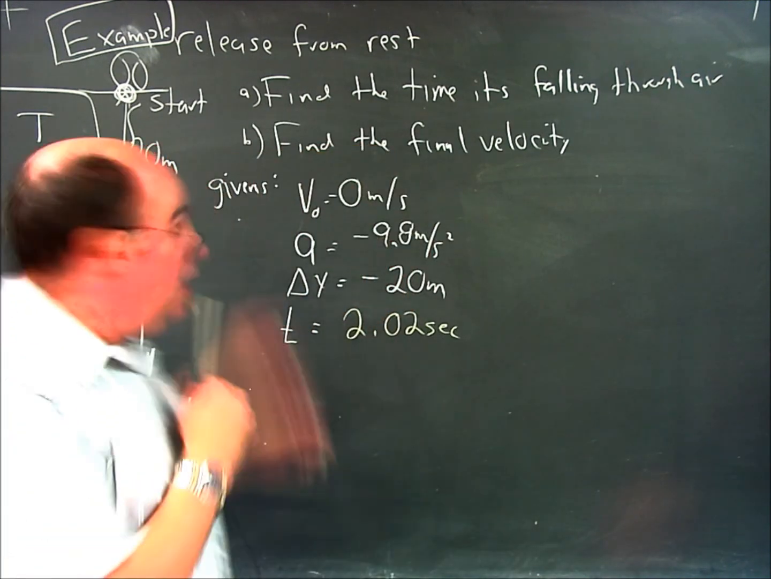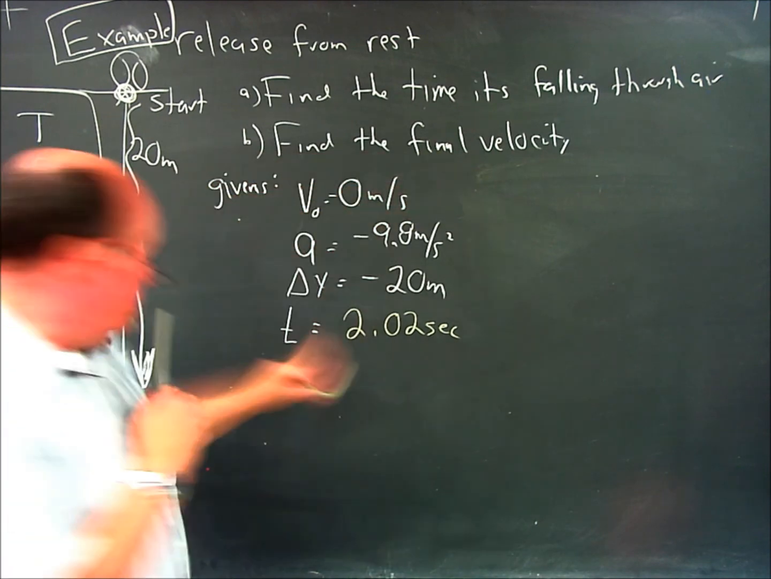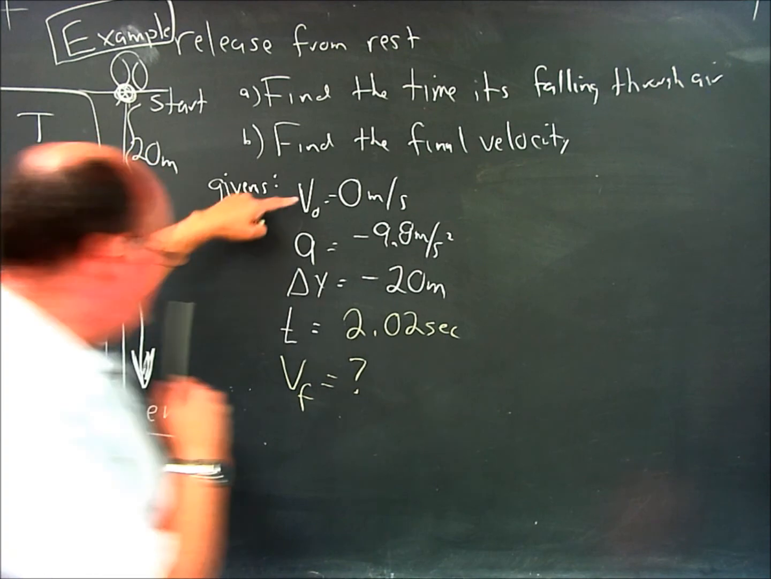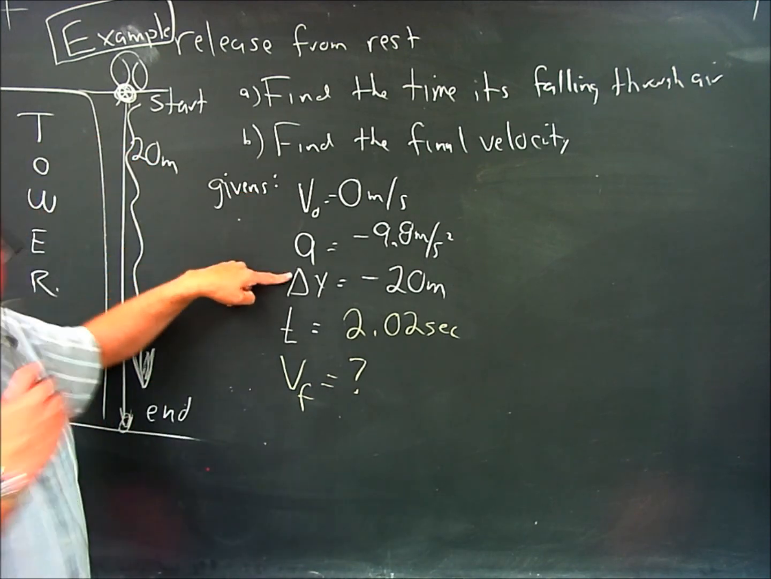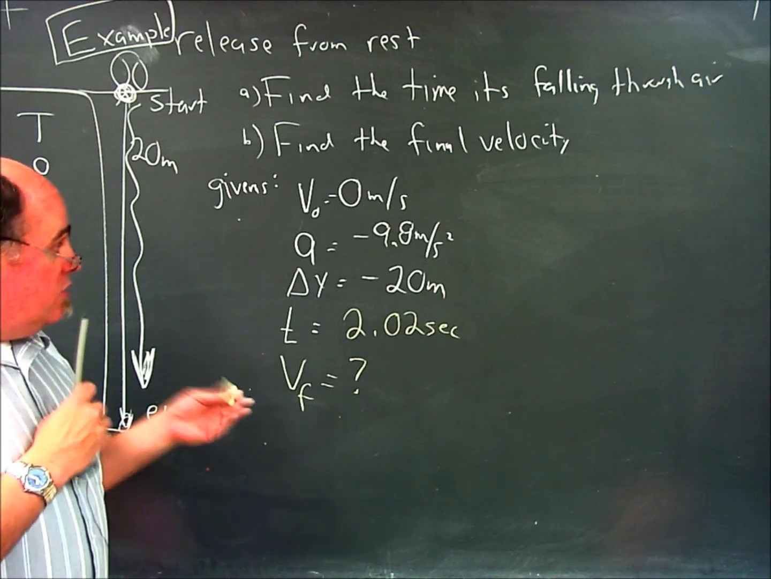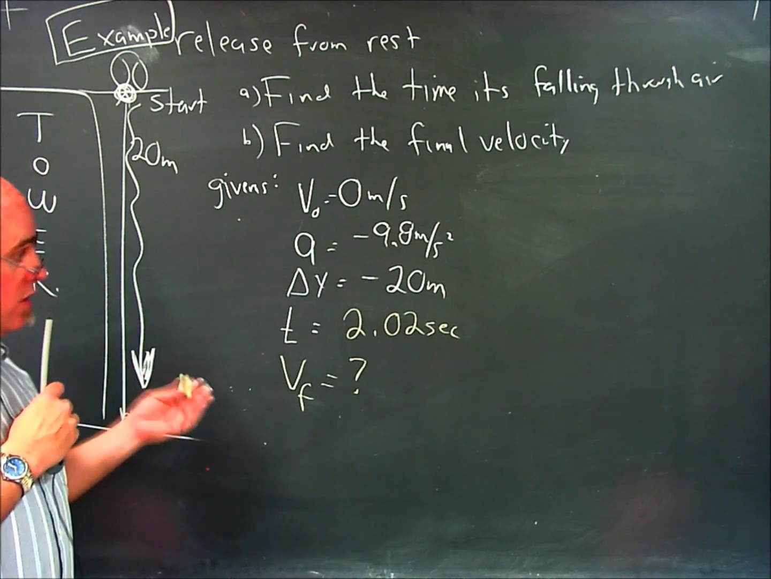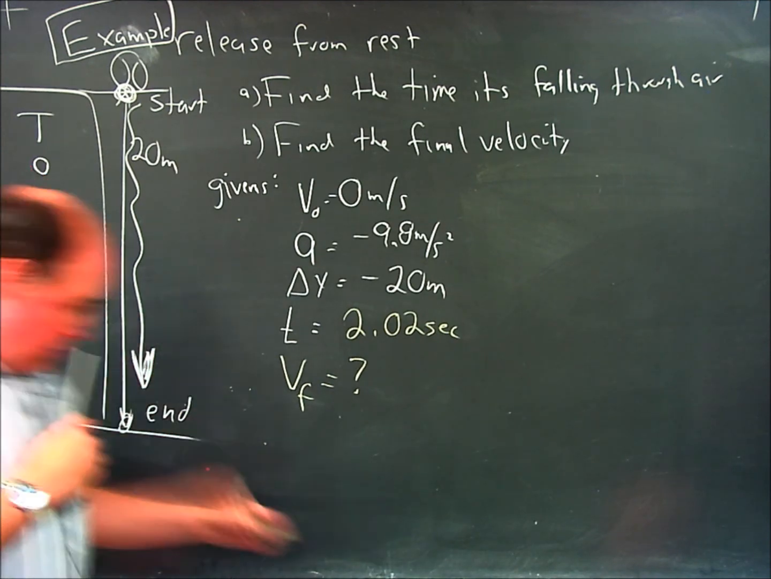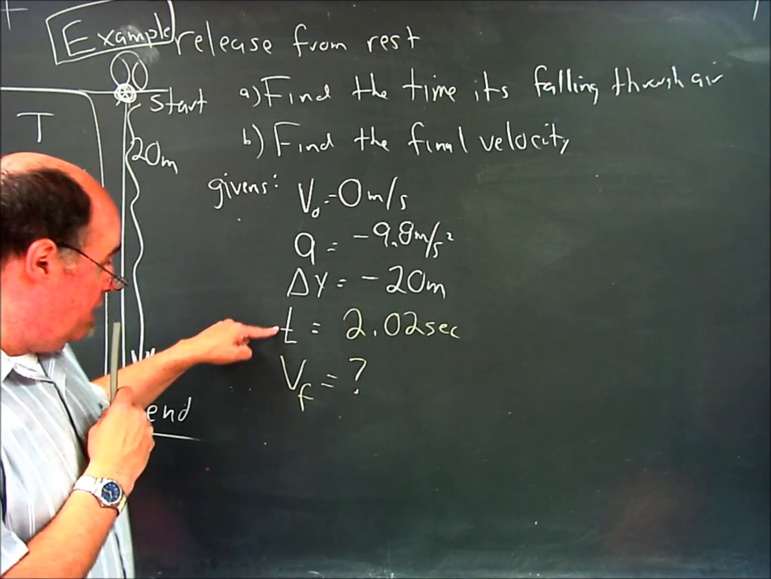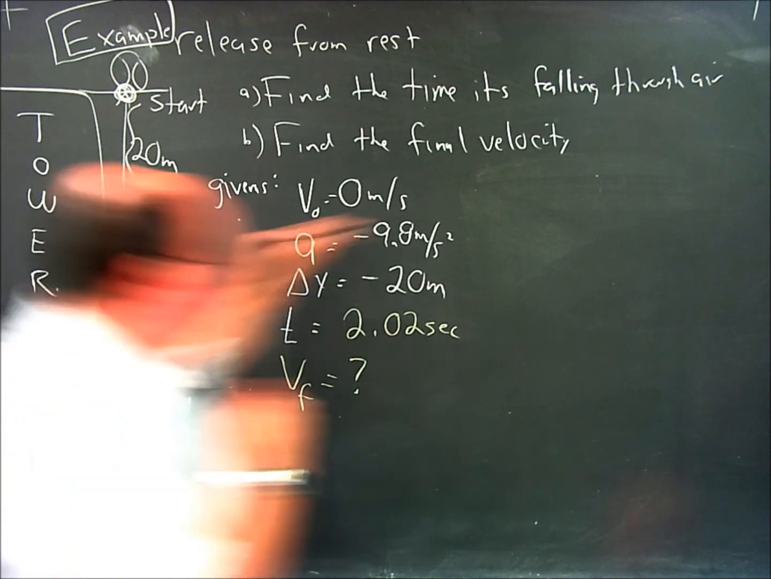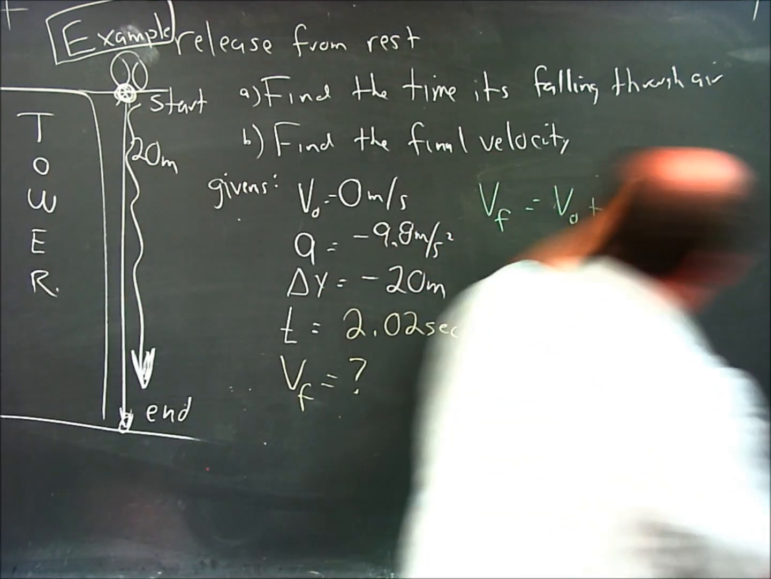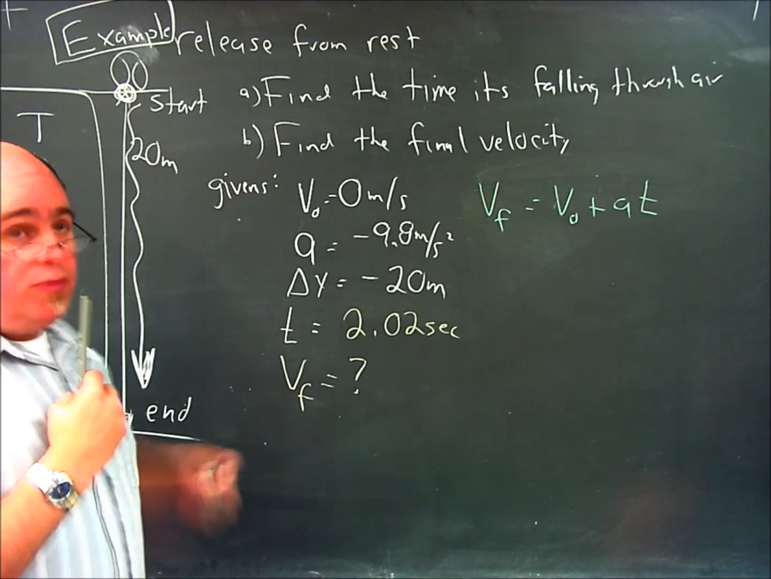Question B asked us to find the final velocity. So we want to now say v final equals question mark. Since we have three things that we were given, and since we found the fourth thing, now we have four things. So we can use any formula that we really want to use. We could use this one, if we trust in our past work and we think we got the time correct here. We could say this: v final equals v initial plus a times t. And plug that in. That's one of the most commonly used formulas.